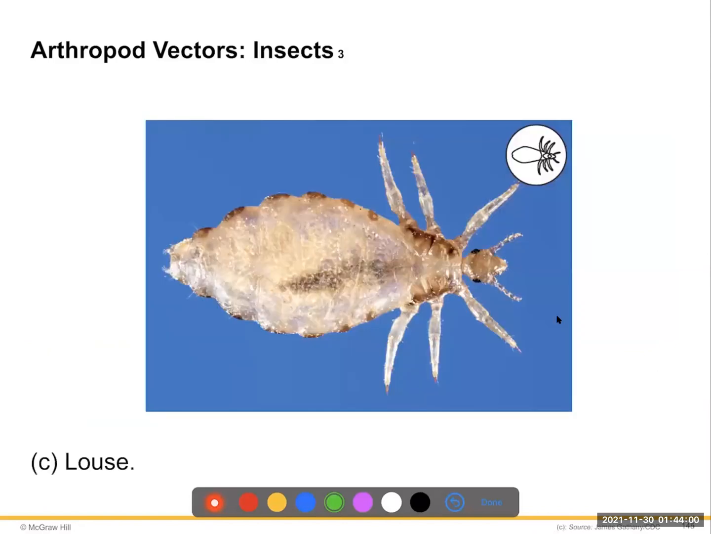Lice: the singular of lice is louse. So this is a louse, and you can see how engorged it is, feeding as it's embedded in the hair, in the scalp.